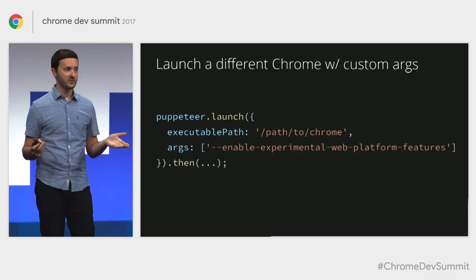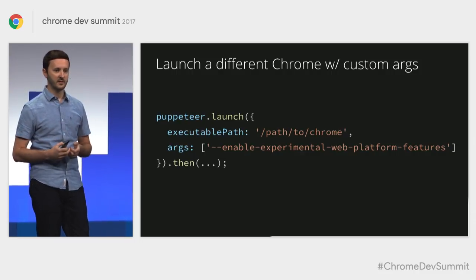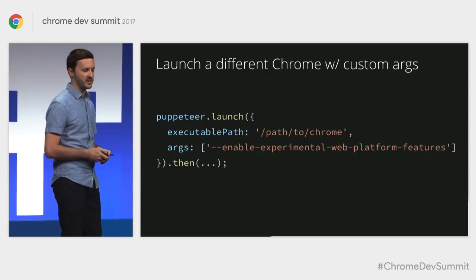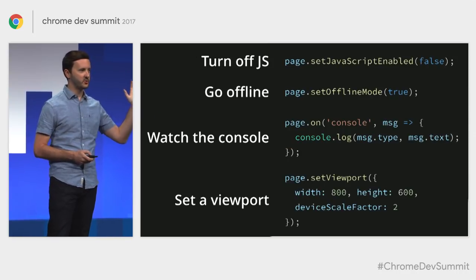You don't have to use the Chromium that Puppeteer brings in. You can use, you know, Canary or Dev Channel if you want. You can launch your own version of Chrome and just do that by passing in the executable you want to launch. So a bunch of stuff. Do check out the documentation.